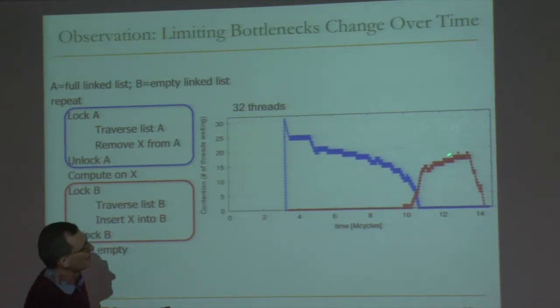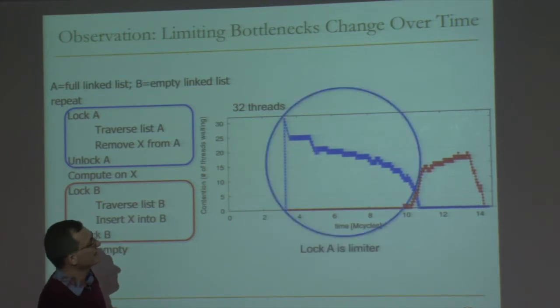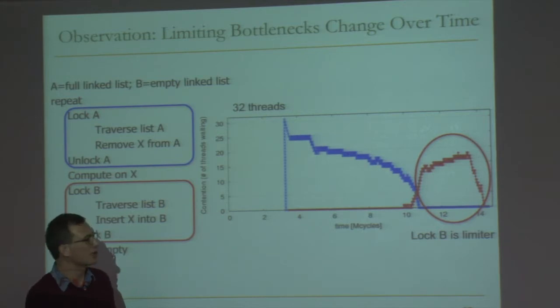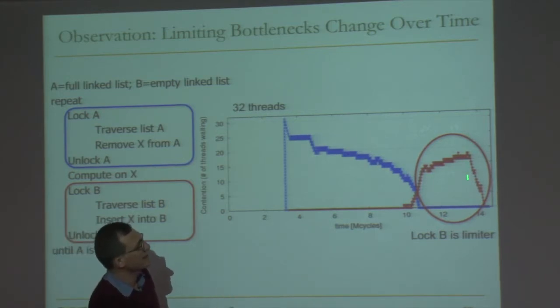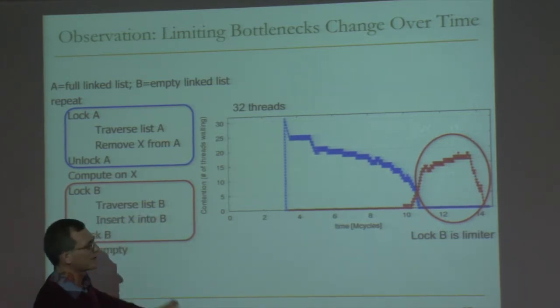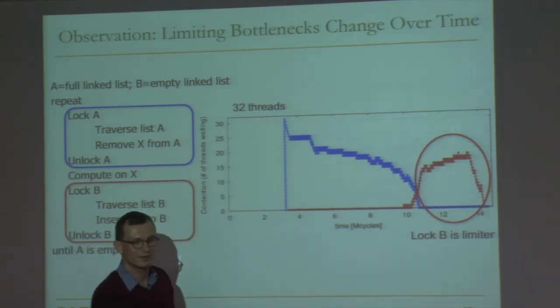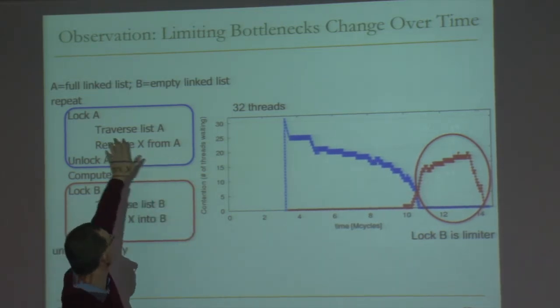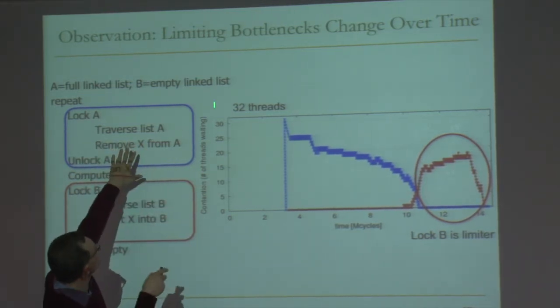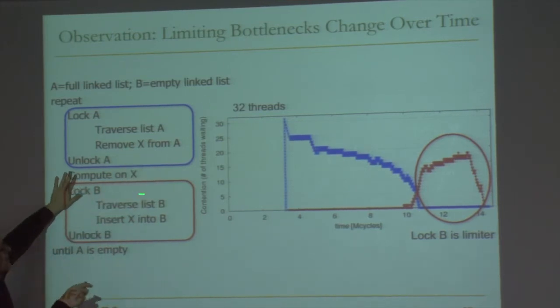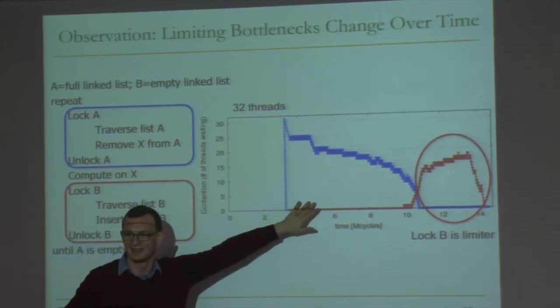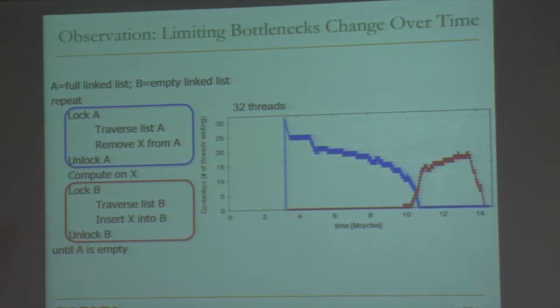Whereas at this point, lock B becomes the limiter. So here, lock A is the limiter, really. Here, lock B is the limiter, because a lot of threads are waiting for it. And eventually, all of the threads finish, because this is a short program. You can actually increase the input set size, increase the size of the linked list, start with different balances over here, change the computation, and you'll get a very different profile. But it looks kind of like this, if you start with full and empty on A and B. Okay? So this shows that the limiting bottlenecks change quickly.